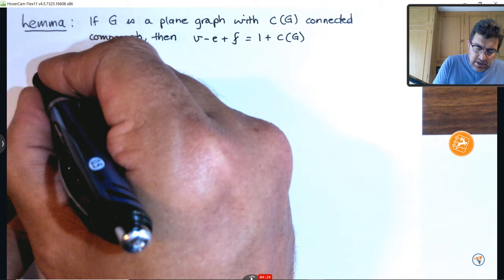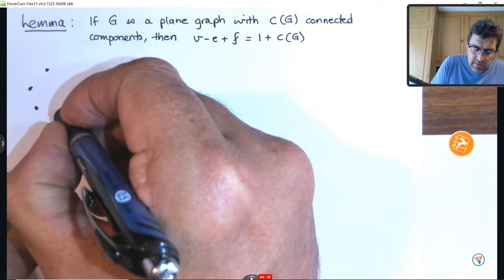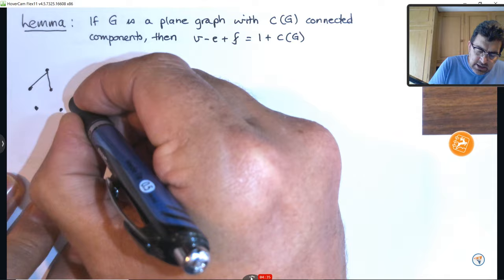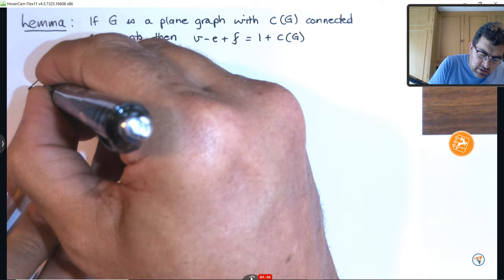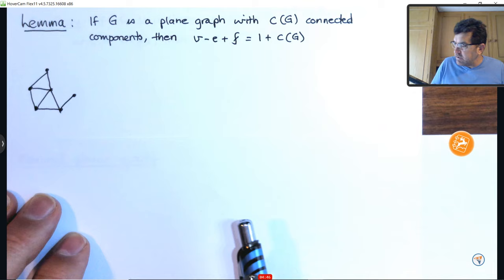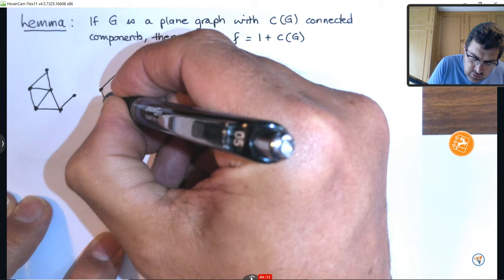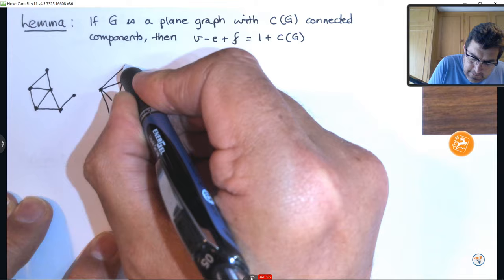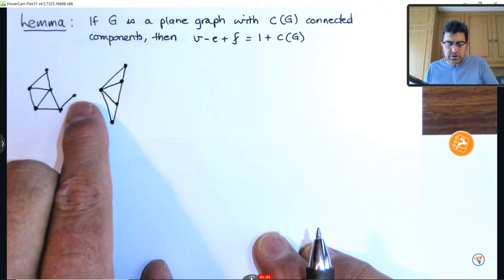So let's just draw a graph. I'm going to draw any graph here. 1, 2, 3, 4 vertices. Let's put one in there, and let's put another one in there. So 1, 2, 3. This is one part of the graph. That looks like that. And let's just draw another one. Let's do something that looks like this. So that is one graph with no bridge connecting them, so it's a disconnected graph, but it's still one graph.